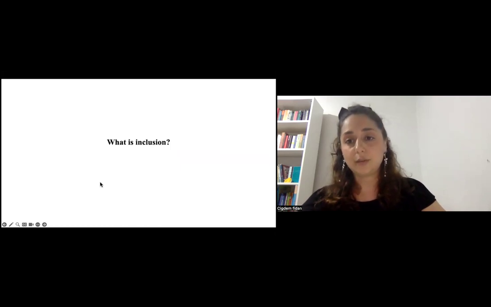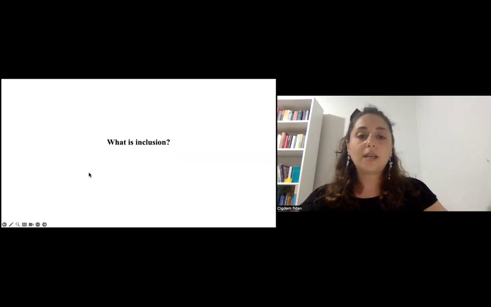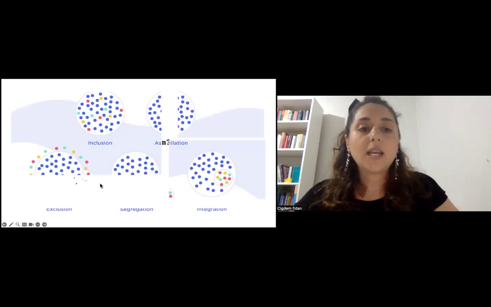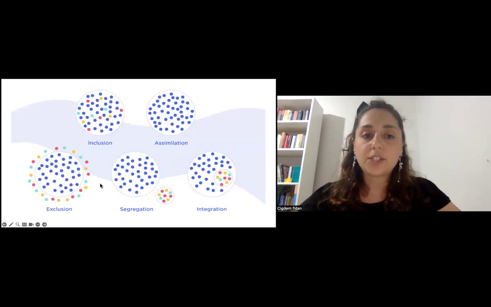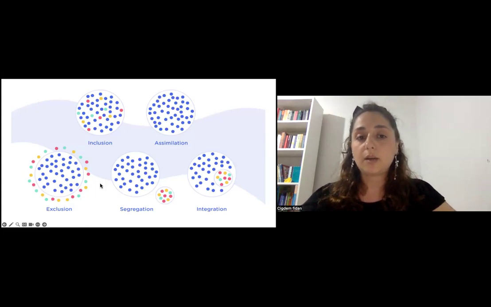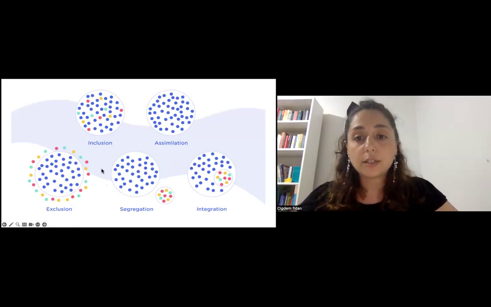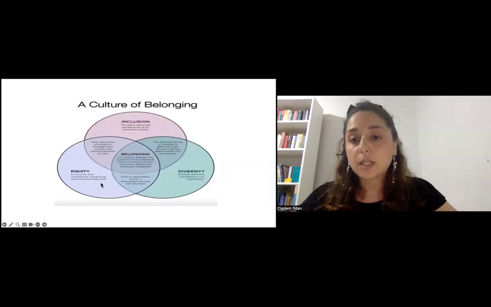What is inclusion? As you see in this picture, inclusion is giving opportunities to each member of a society to be fully included in the community, right? It's not integration, it's not segregation, it's not exclusion, definitely not assimilation, but respecting individual needs and accepting these individuals in a society. This is inclusion. Inclusion creates a culture of belonging.